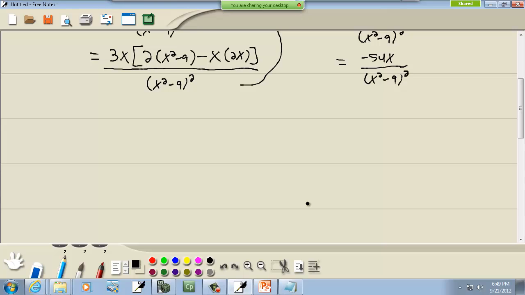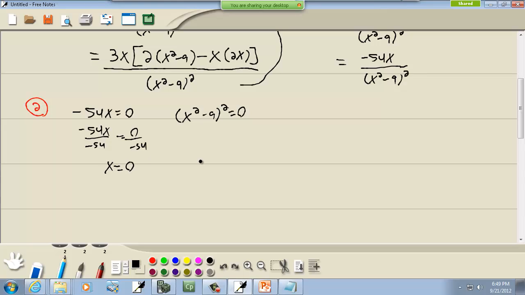Step 2. We're going to find our critical numbers, critical values. Now remember, with a fraction, we're going to set the numerator equal to 0, the top part, and we'll set the bottom part equal to 0, our denominator. Now on this first one, I'll divide both sides by negative 54, and we get x is equal to 0.